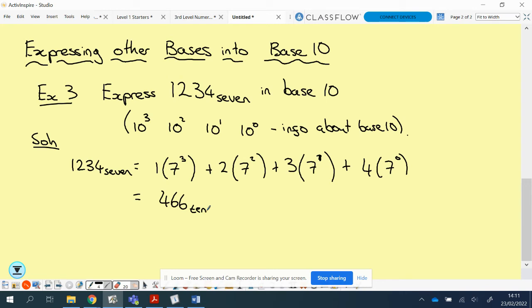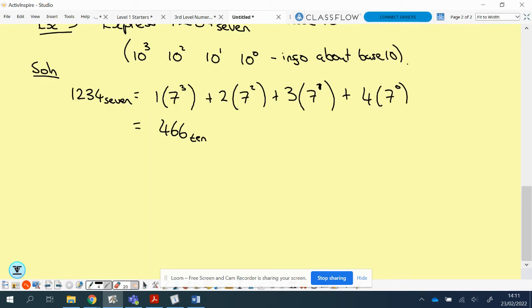Okay with that one? Alright, so you can see it's actually a bit quicker going from a different base back into base 10, isn't it? Okay, let me give you a second example just so you've got a second one. Example 4. Okay, so we're going to express, it's a bit bigger this one, 223,421 in base 5 into base 10.